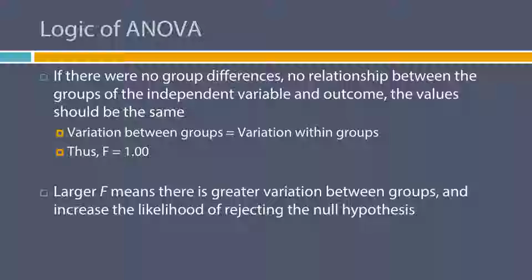So again, I said this. If there were no group differences, the relationship between the groups would be the same, right? The variation between groups would equal the variation within groups. That means our F ratio would be 1. A larger F means that there's a greater likelihood of rejecting the null hypothesis.